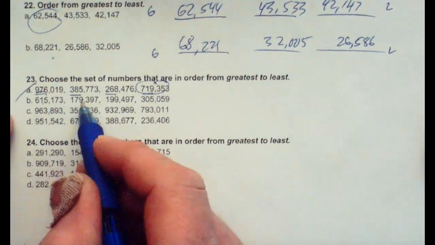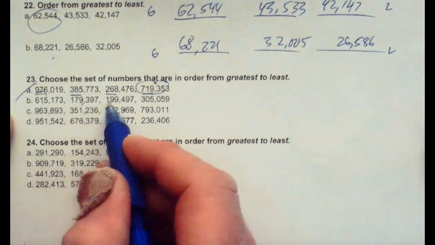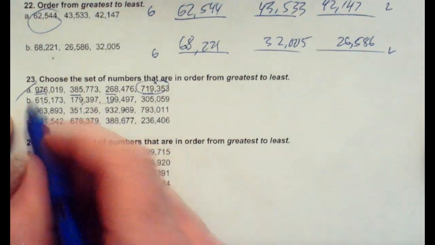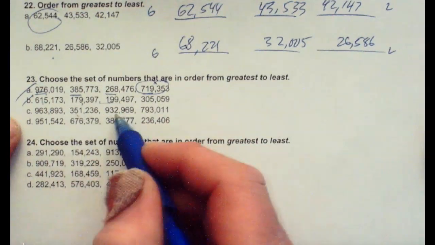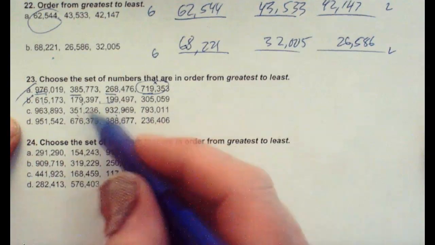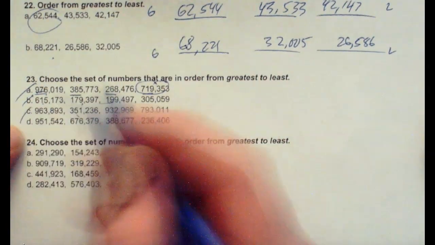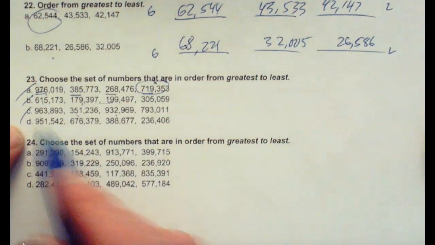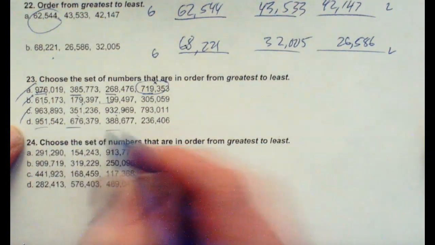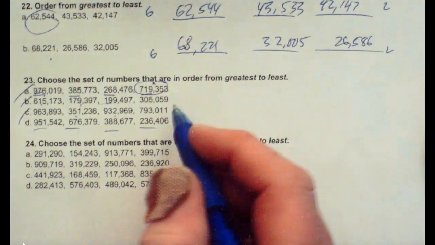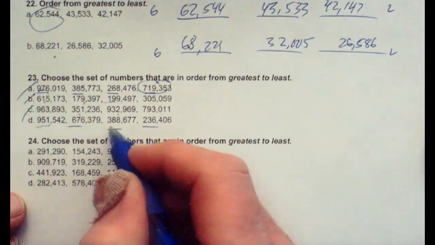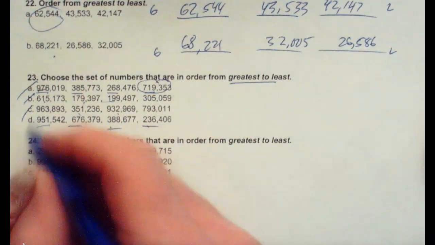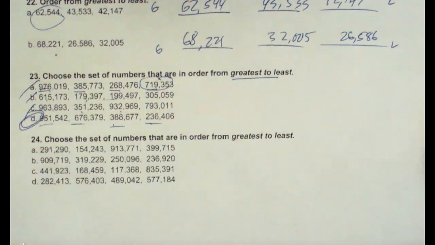615,179,199. These two here would be out of order, so it can't be that. 963,351,932. Looks like we went up, down on that one. Doesn't look right either. 951,676,388,236. So let me double check that. All of these are numbers with 6 digits. So 951, 676, 388, 236. That's from greatest to least. Here's your answer.